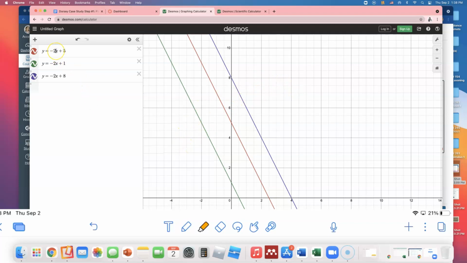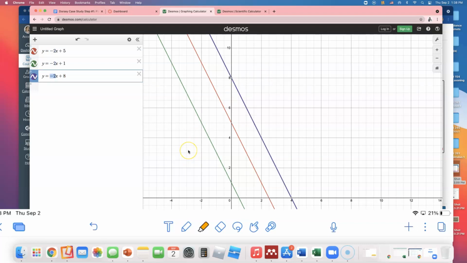So remember, when the slopes are the same, the lines are going to be parallel if they have different y-intercepts. They have a different starting point, or different y-intercept. They have to go through those different points. But as long as the slopes are the same, the lines are going to be parallel.